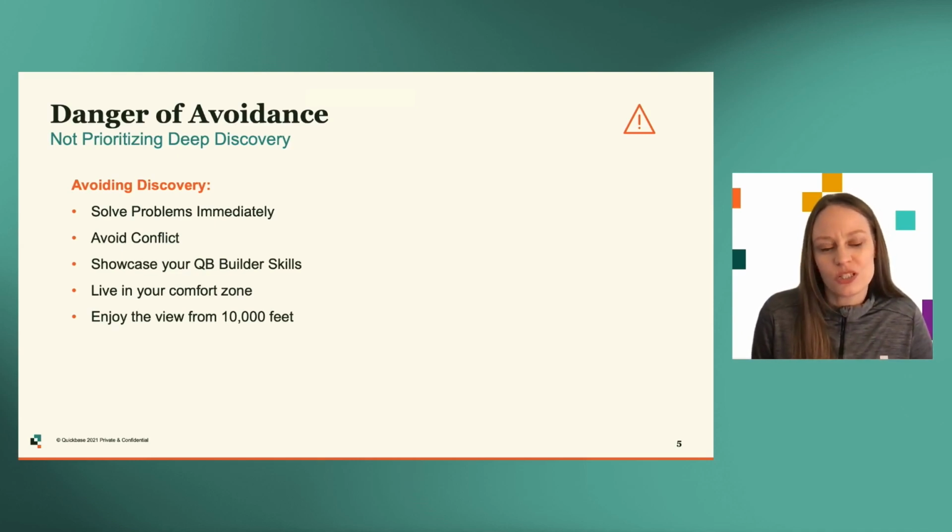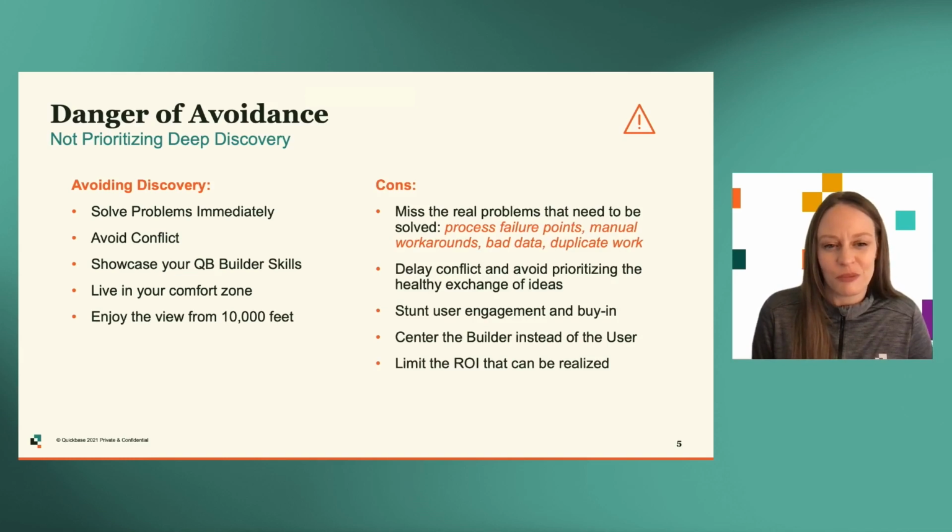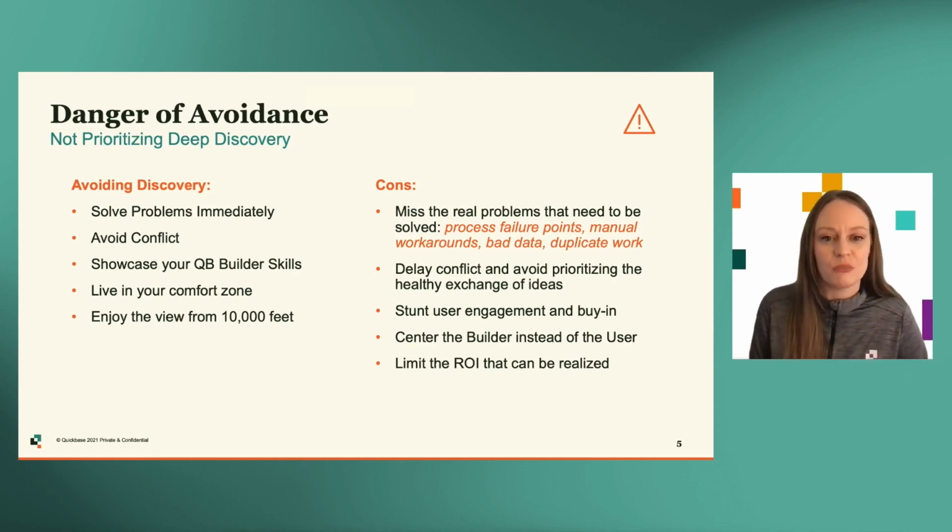So now I just want to talk about some of the cons, as you could probably tell in my voice that I have identified them. When you jump into solving problems immediately, you're really going to miss some of the real problems that exist for your users that maybe they're not even aware are problems. Things like process failure points, manual workarounds, bad data, duplicative work. People tend to do this just to get through their workday. And we don't want to add those issues into our new Quickbase system.